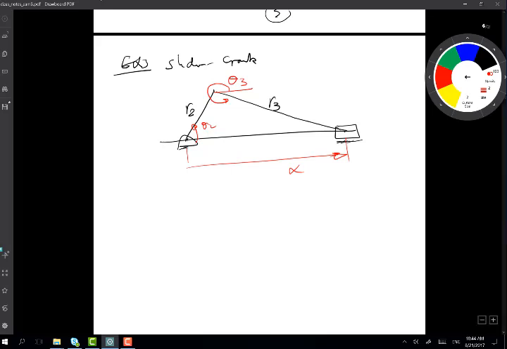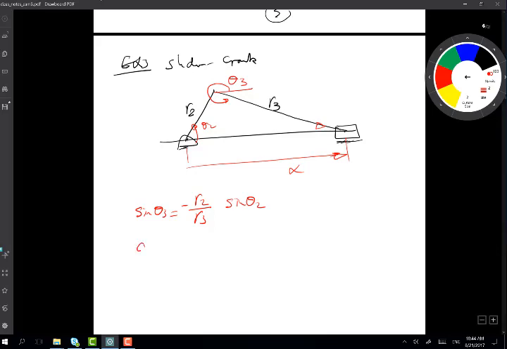I remember something like sine theta 3 was r2 over r3 sine theta 2 type thing, wasn't it? Or did I have a negative sign in front of that? Let's check the equation we obtained before. And based on this notation, possibly I should have a negative sign because the angle theta 3 is greater, it is in the fourth quadrant.